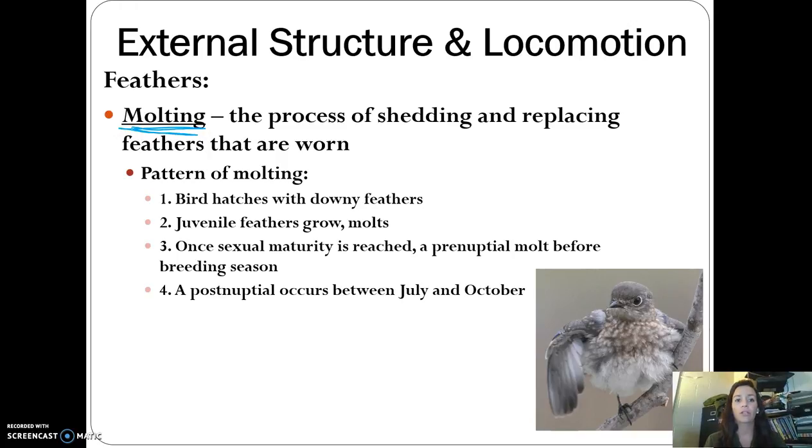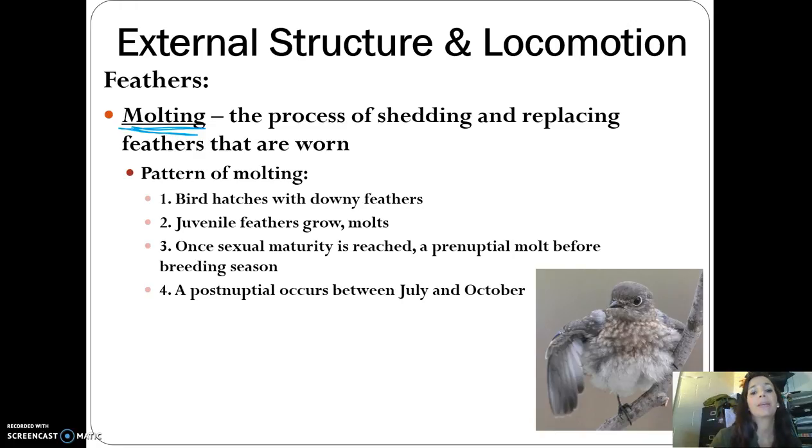If you've ever seen livestock like chickens, they go through a molting process usually in the fall, and they look kind of patchy and have little naked spots, but that's just them shedding their feathers and getting new ones. They also stop laying eggs as much during that period.